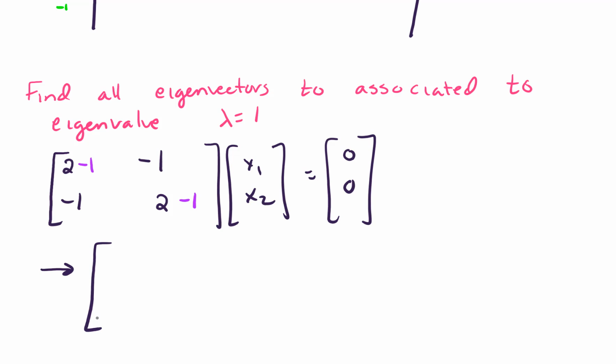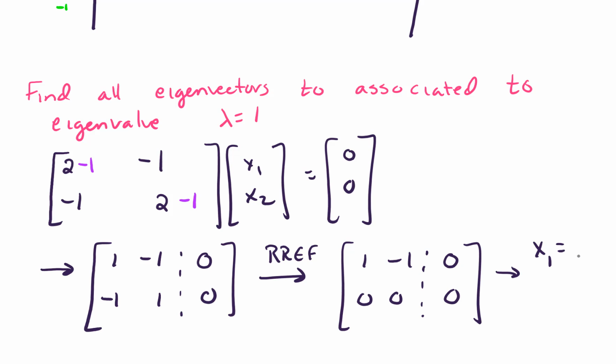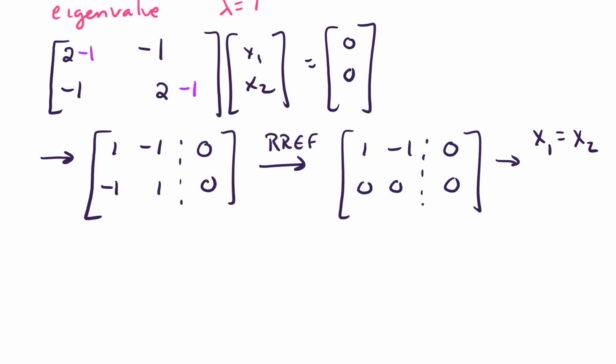Putting this in the form of an augmented matrix, we get 1, -1, -1, 1, zeros, and a bit of RREFing brings us down to the following matrix. At this point, we conclude that x1 equals x2, and setting x2 equal to a parameter t, we find that our eigenvectors look like t times the vector 1, 1. Okay, so these are the eigenvectors associated to lambda equals 1.